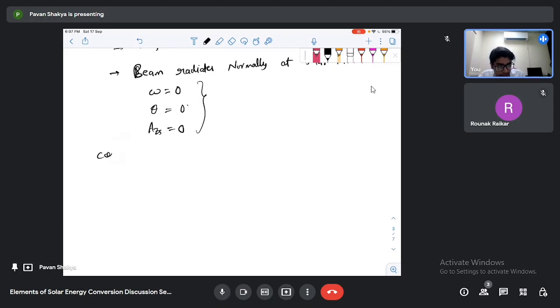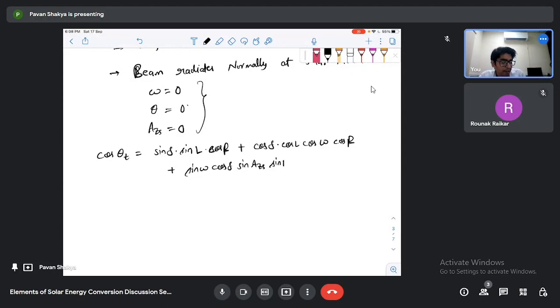The formula for this is: cos theta is equal to sin delta sin L cos beta, plus cos delta cos L cos omega cos beta, plus sin omega cos delta sin AZS sin beta, minus sin delta cos L sin beta cos AZS, plus cos delta cos omega sin L sin beta cos AZS.